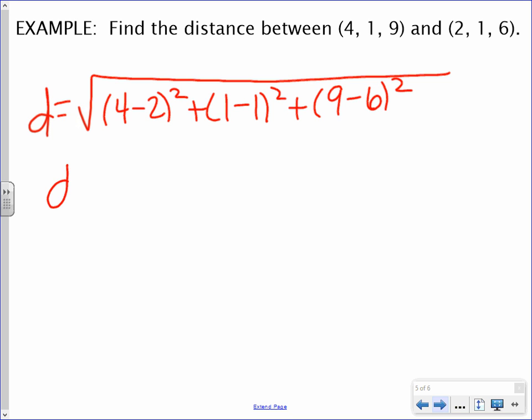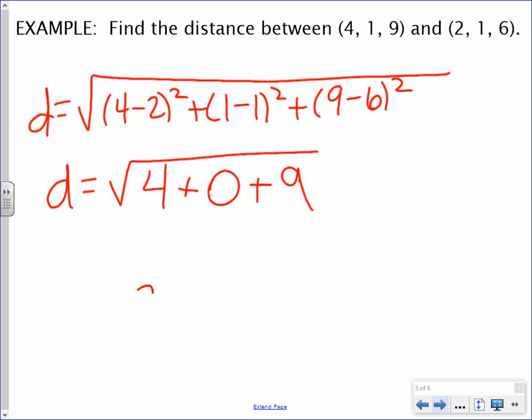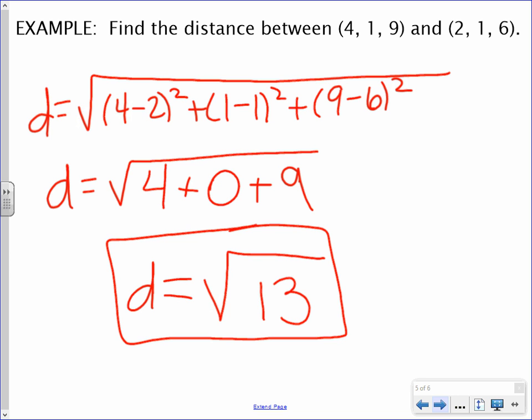Noah, what is 4 minus 2, the quantity squared? Justin R, what is 1 minus 1, the quantity squared? And SK, what is 9 minus 6, the quantity squared? Square root of? No, you don't need a calculator. You can do it. That's it. That's all we're doing today.